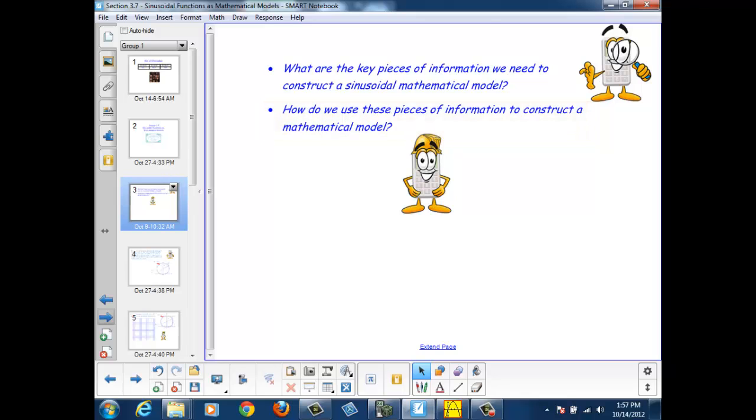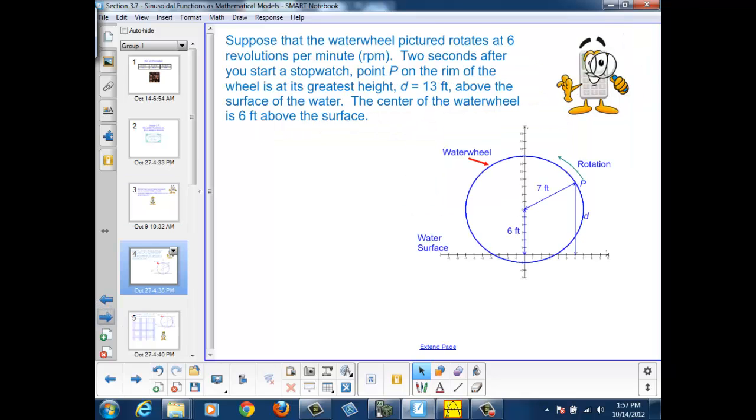Let's look at an example. Here we have a water wheel. Suppose that the water wheel pictured rotates at 6 revolutions per minute. 2 seconds after you start a stopwatch, point P on the rim of the wheel is at its greatest height, 13 feet, above the surface of the water. The center of the water wheel is 6 feet above the surface.